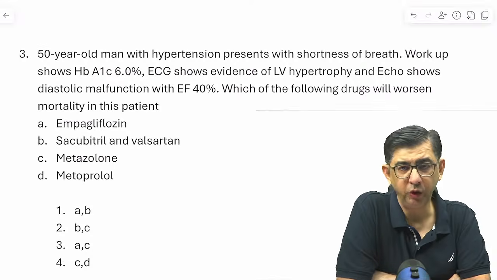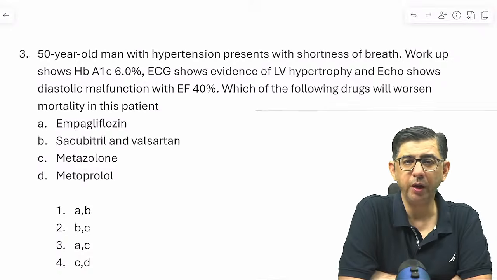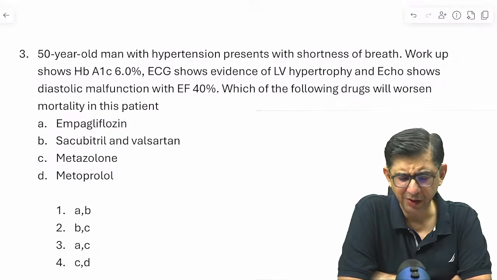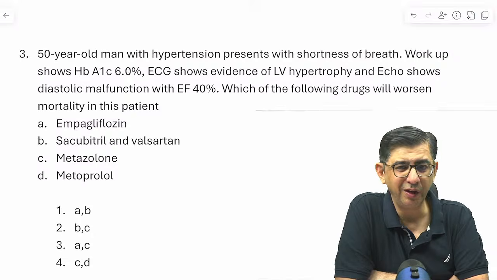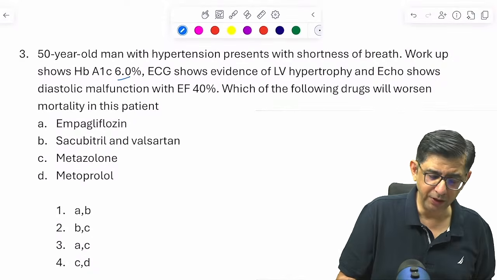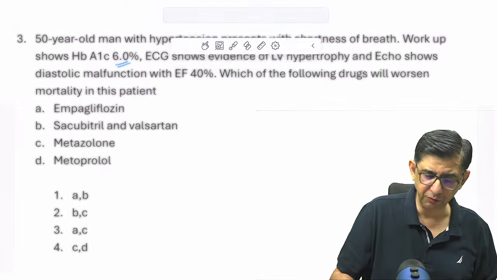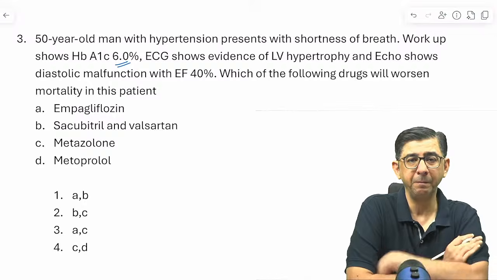Now we move on to the topic of heart failure and we have a hypertensive patient who comes with shortness of breath. His HbA1c is 6%. In India, 6% is okay. Anyway, you have to tell me, why do Indians have a relatively higher HbA1c? Any reason for false elevation of HbA1c?